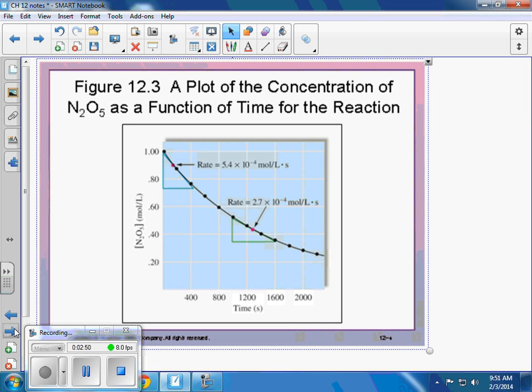So if we take a look at some experimental data, so here's our plot. So we have a plot of the concentration of the equation that you just wrote as a function of time for this reaction. Now you can see, is the rate changing? Okay, the rate is changing. So we have to decide, do I have a 0-order reaction, a first-order reaction, or a second-order reaction? And that's what we're going to try to figure out. And that's the lab that we're going to do on Wednesday.